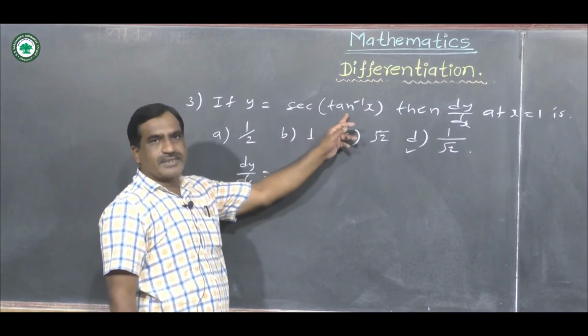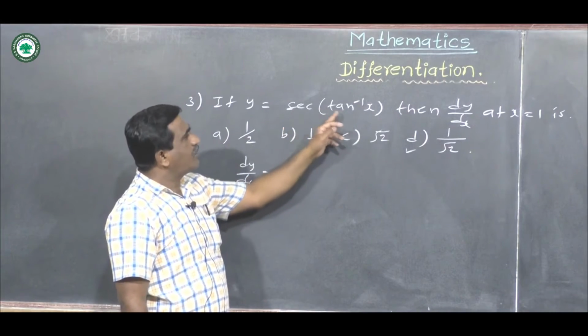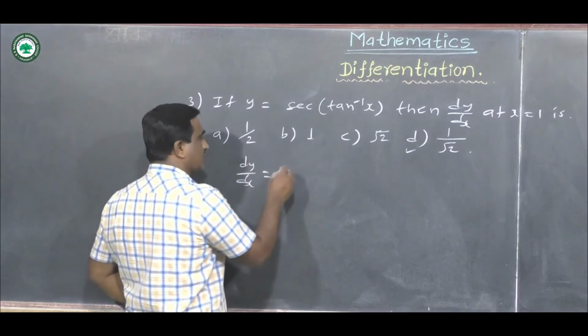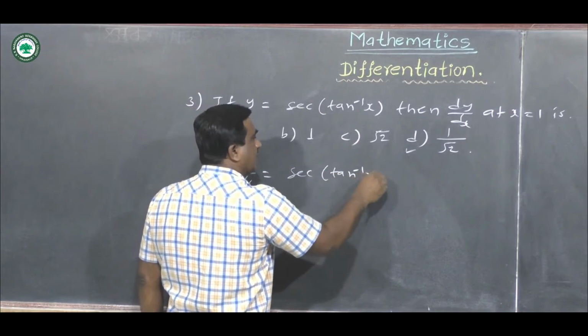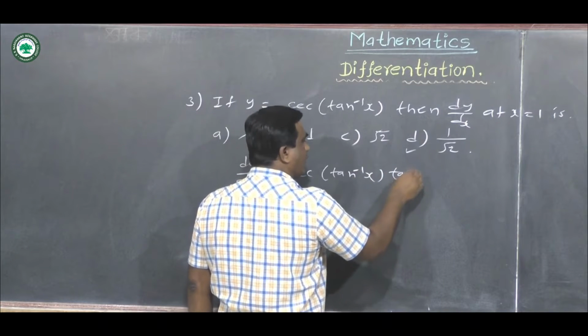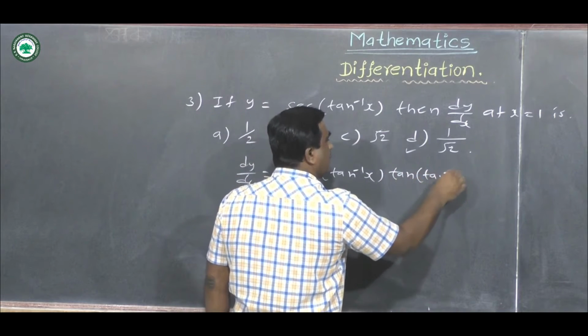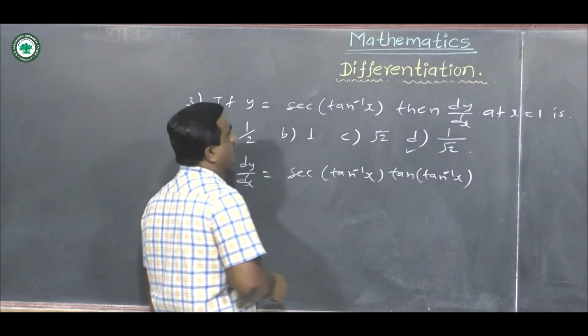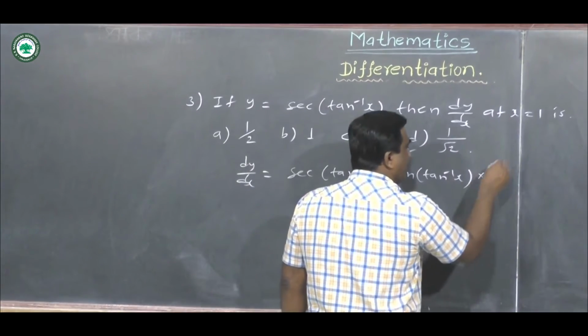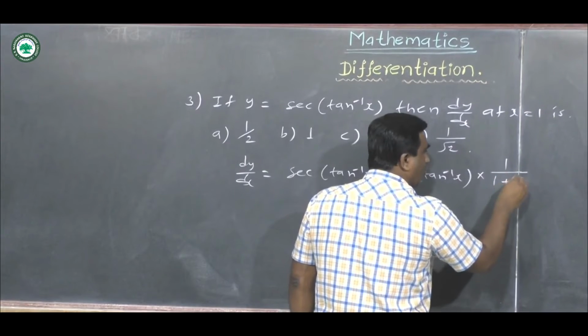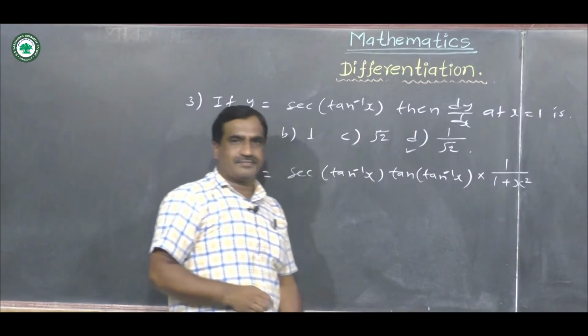Suppose tan inverse x is f of x. The derivative of sec of f of x is sec of f of x into tan of f of x into f dash of x, that is dy by dx of tan inverse x. The derivative of tan inverse x is 1 upon 1 plus x square.